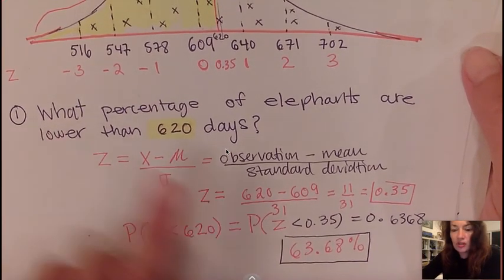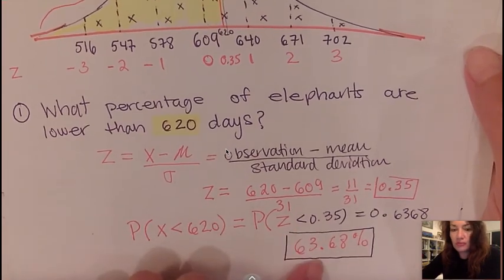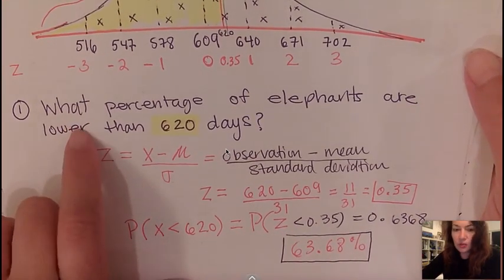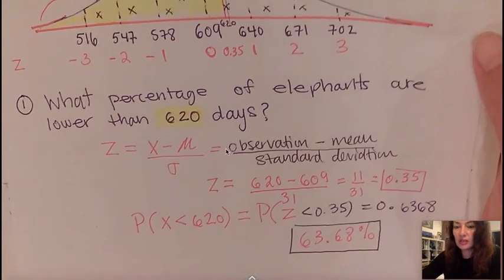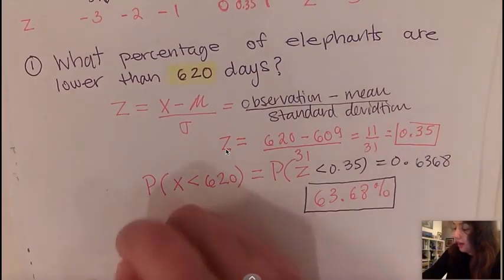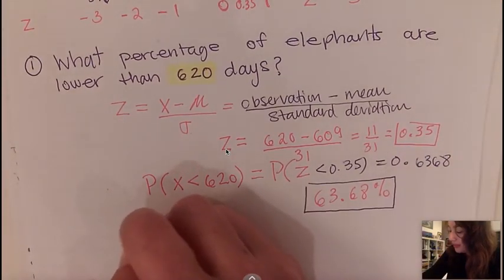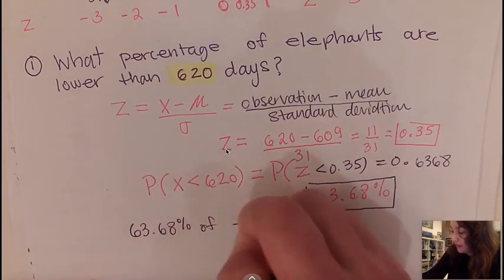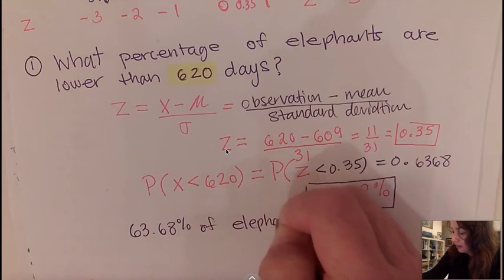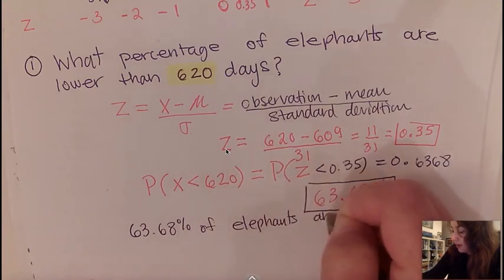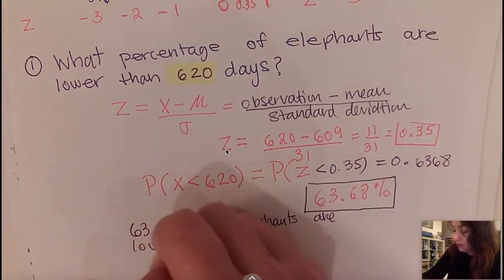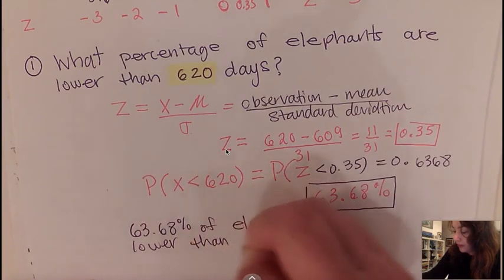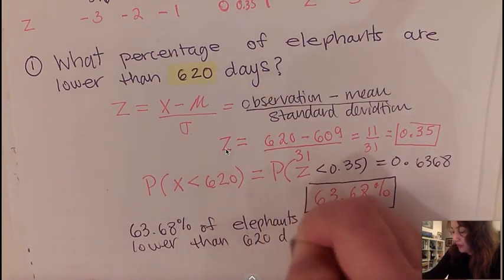So what you want to do is always answer in context. You don't just want to show your work and give a percentage. You also want to write a sentence. So what percentage of elephants are lower than 620 days? I would write: 63.68% of elephants are lower than 620 days.